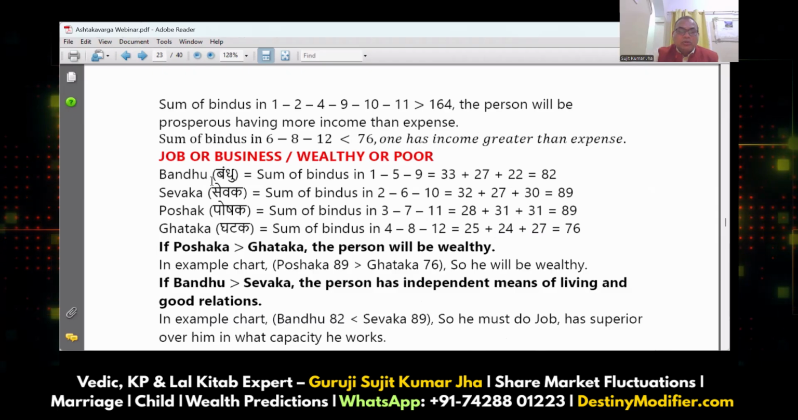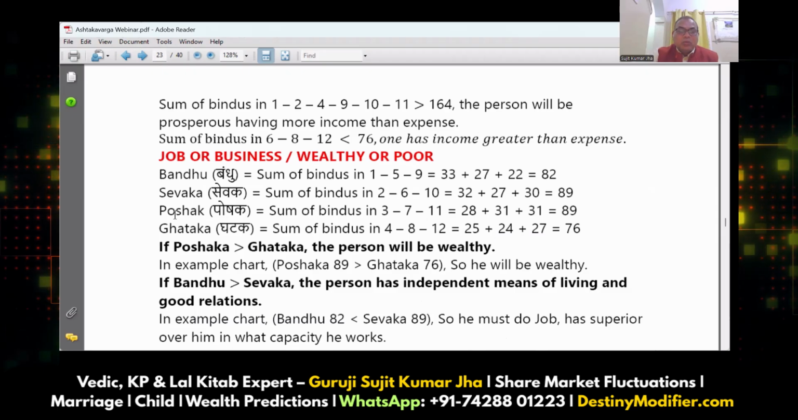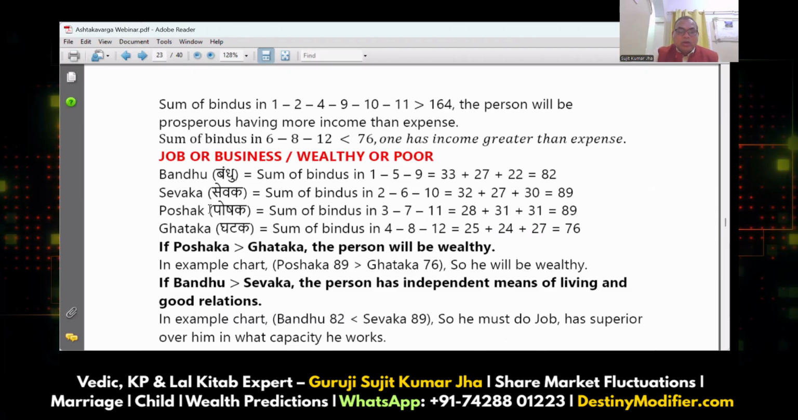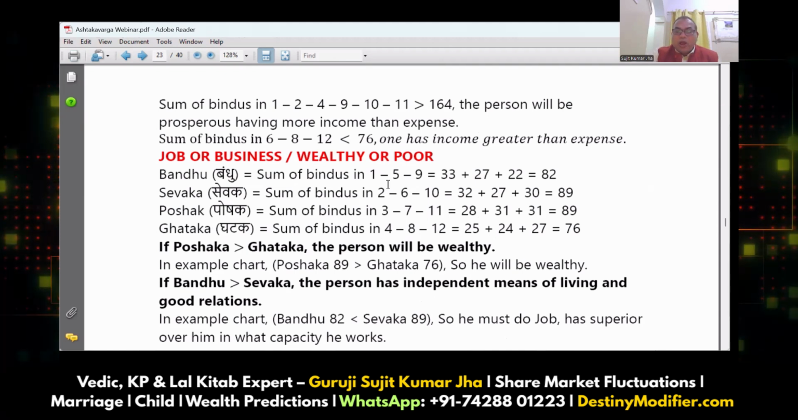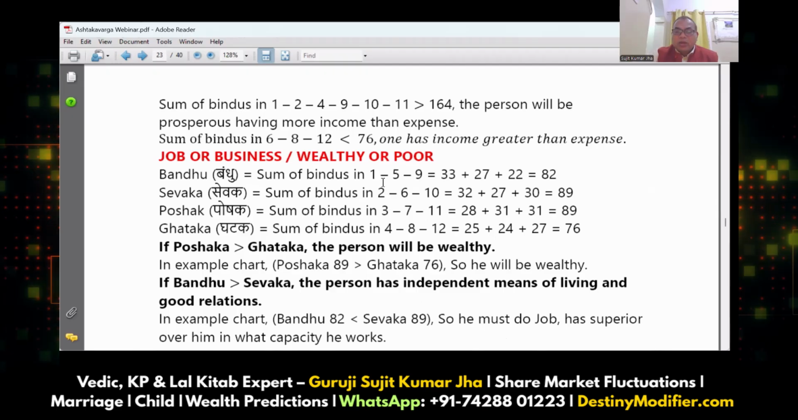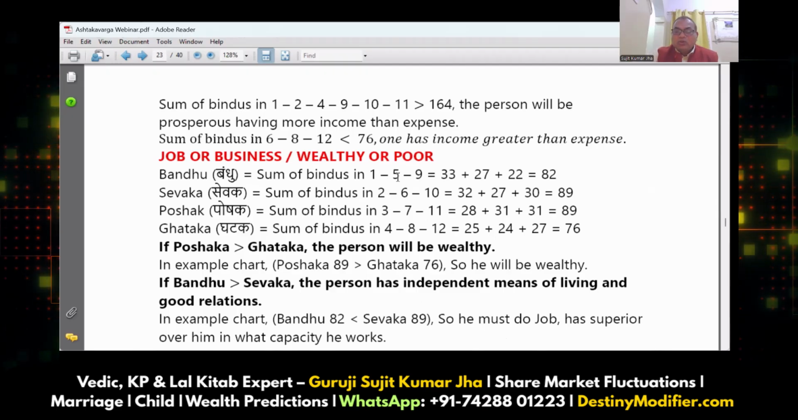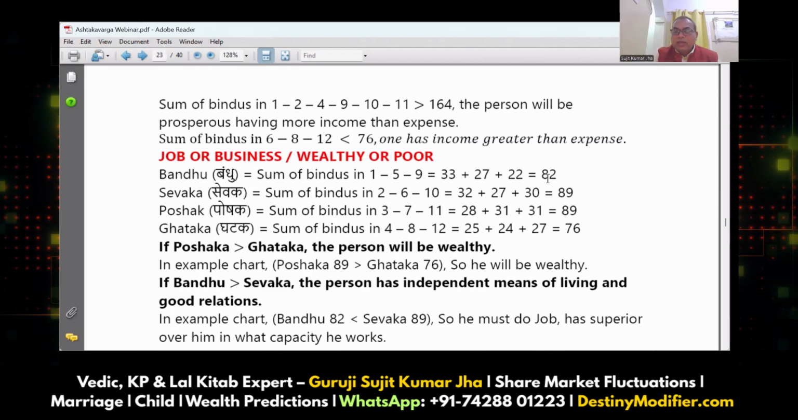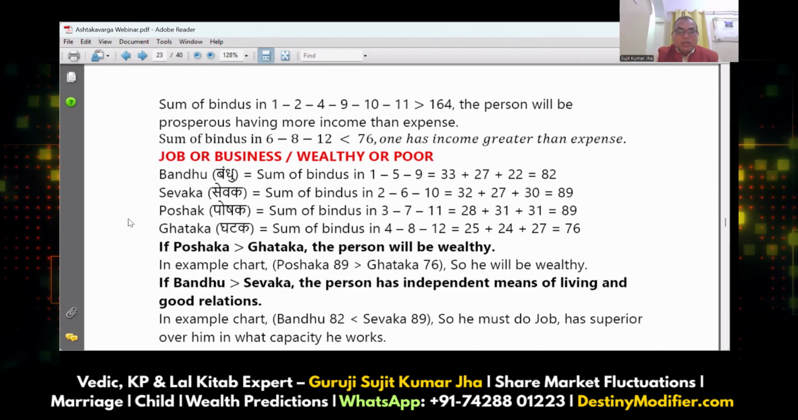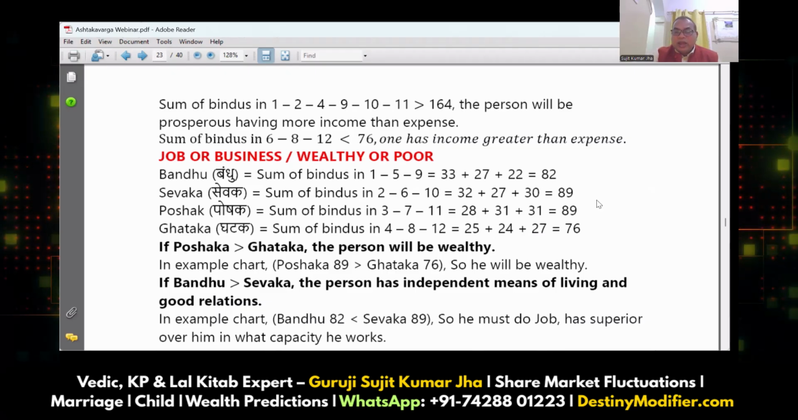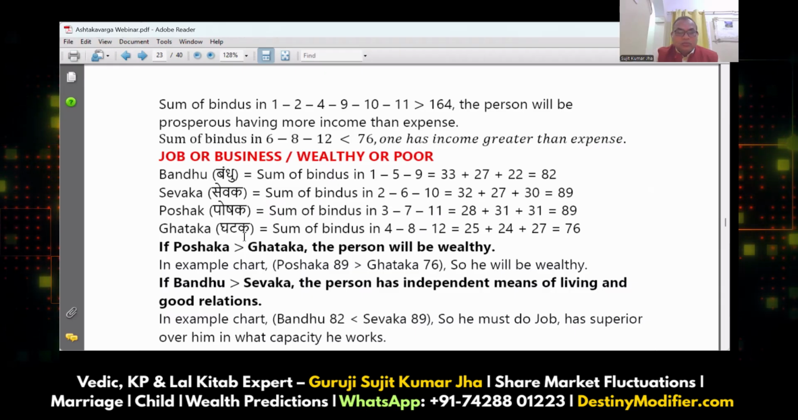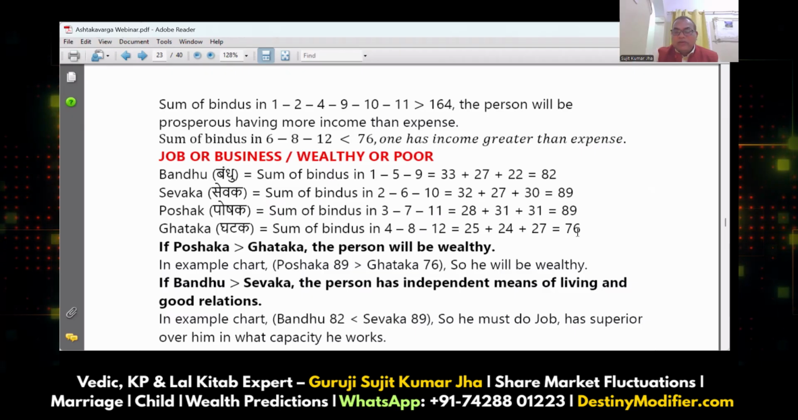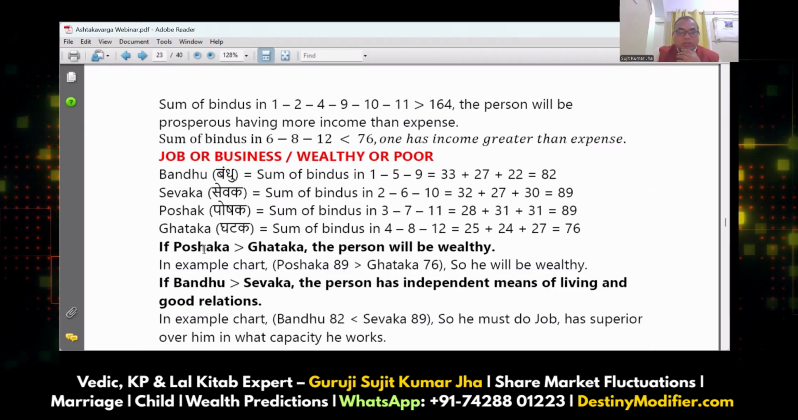first we have to calculate Bandhu, Sevak, Posak, Ghatak. How to find Bandhu? We have to add the points in Samudayak Ashtakavarga of the first house, fifth house, and ninth house. The answer is 82. For Sevak, the answer is 89. Posak, 89. Ghatak, 76. Now, what is the rule?